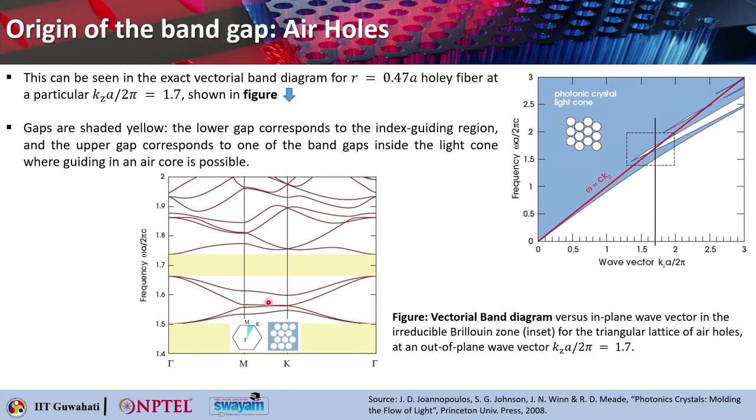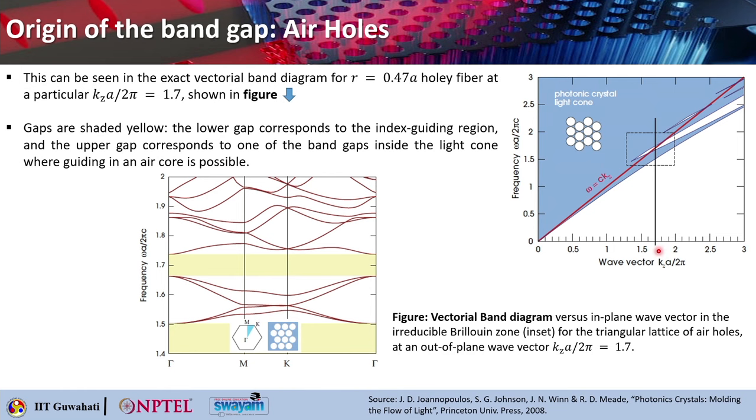What is happening here is the vectorial band diagram for the same case, where the radius of the air holes is taken as 0.47a. This is the Holey fiber, and what we are doing here is plotted for a particular value of kz.